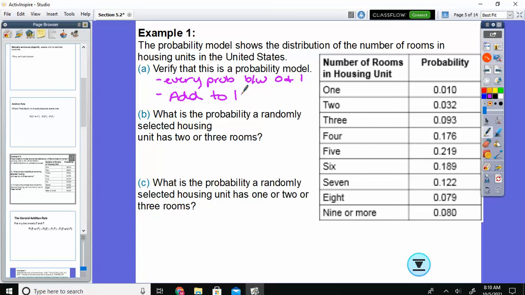So anytime I'm asking you if something's a probability model, those are the two things you're checking. What's the probability that a randomly selected housing unit has 2 or 3 rooms? So the probability of 2 or 3. Is that mutually exclusive or disjoint? Can a housing unit have both 2 and 3 rooms total? No. So all that means is we can use our addition rule. You just have to add the individual probabilities. So the probability of 2 rooms is 0.032 plus probability of 3 rooms, 0.093, and we get 0.125.